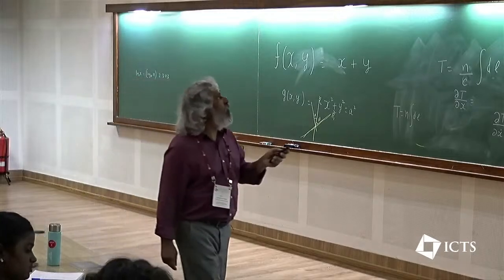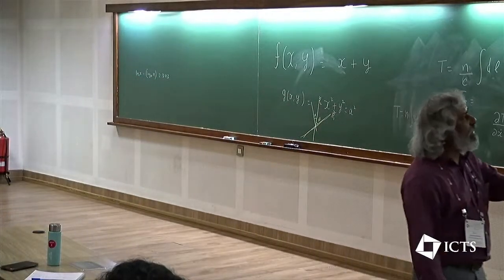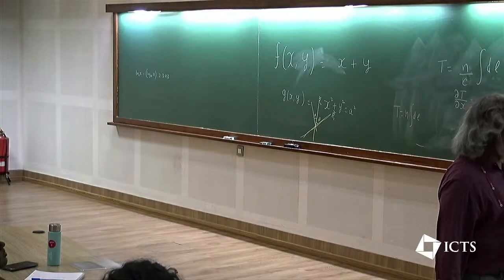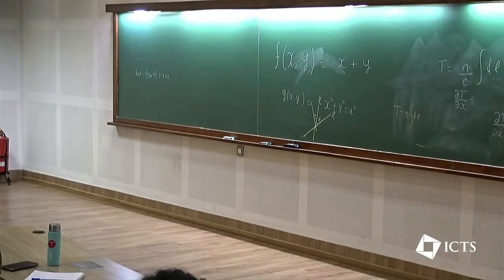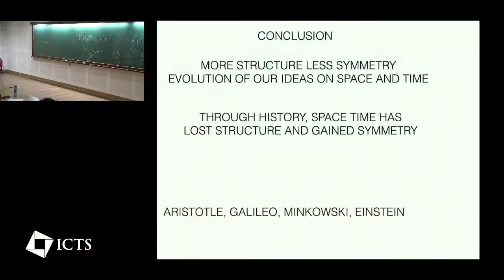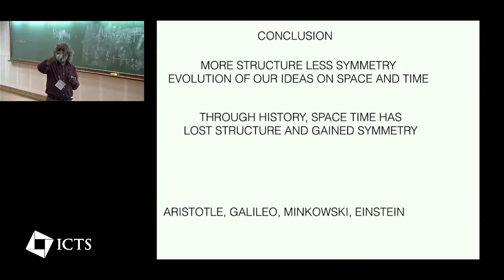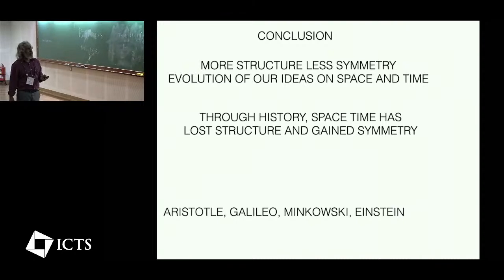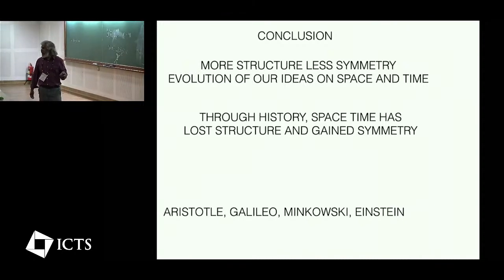Okay, now I'm going to wind up with the idea, and we'll have questions after that. Let's put together all the ideas we've had so far. So I told you that whenever you have more structure, we have less symmetry. So this has led to an evolution of our ideas of space and time. So throughout history, we'll find that space-time has lost structure, and as a result, it has gained symmetry. That's the story I'm going to tell you.